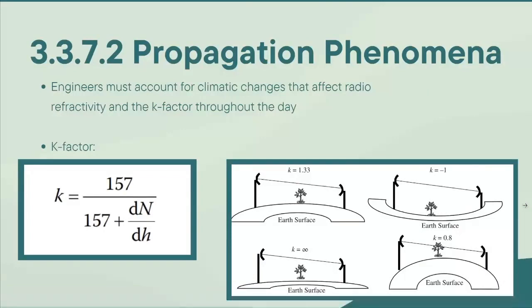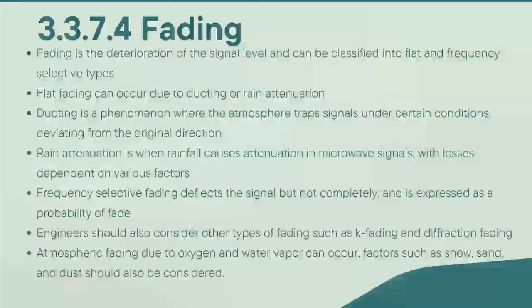So moving on to the next slide, it's about fading. Fading of the signal level can be broadly classified into two major kinds: flat fading, and frequency selective fading. Flat fading includes two other minor kinds, ducting and rain attenuation. Ducting is a phenomenon where the atmosphere traps the signal under certain conditions, deviating it from the original direction. On the other hand, rain attenuation is when rainfall causes attenuation in the microwave signal, with losses depending on various factors.